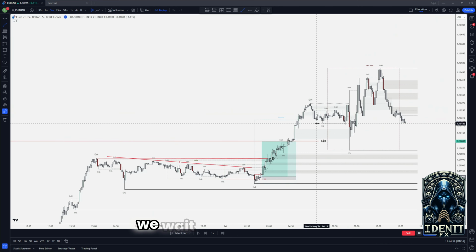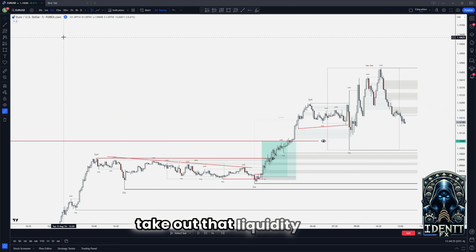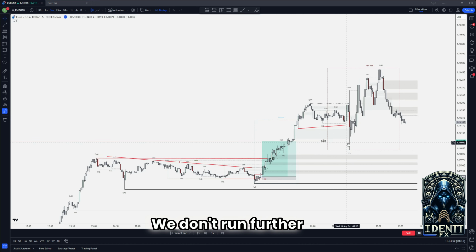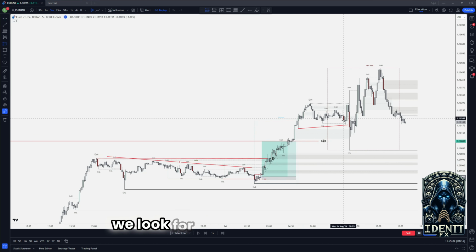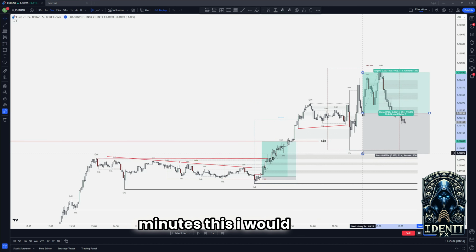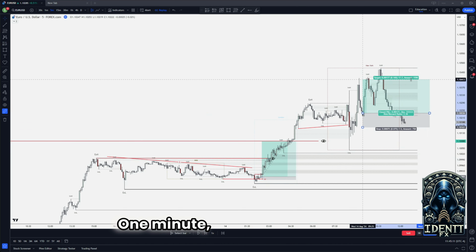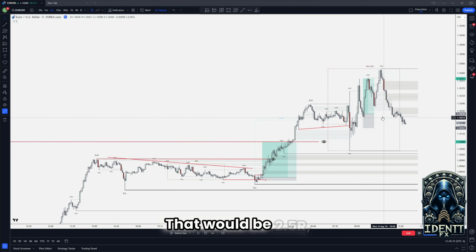In the New York session, we wait for a liquidity pool to build up, which we do right here. We take out that liquidity pool. We don't run further. As you can see, this is a very strong rejection. Take that out. We look for a fair value gap, which we have right here on the 5 minutes. This I would refine personally on the 1 minute. What do we target? The low hanging fruit. And that would be enough. That would be 2.5R. And boom, you're done. 2 trades, done for the day.